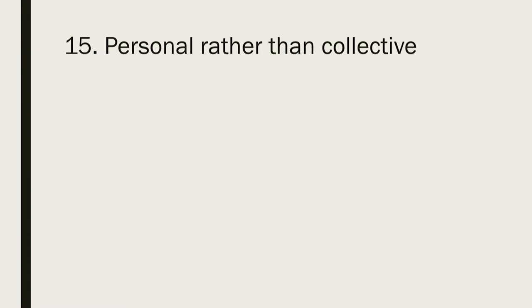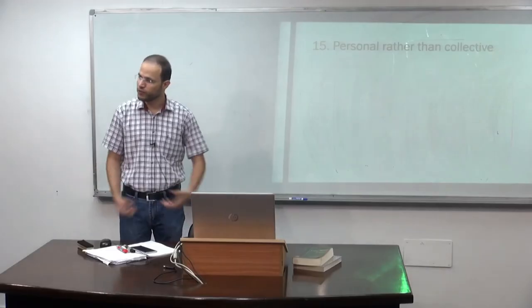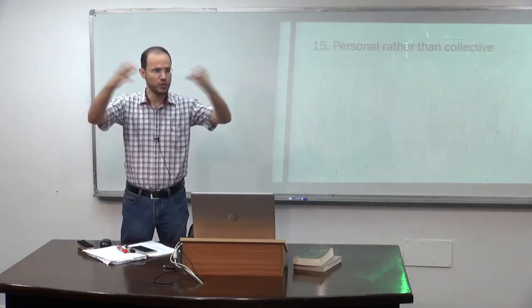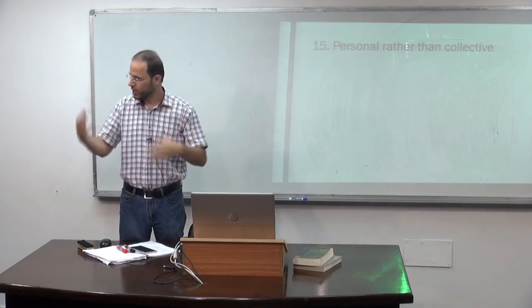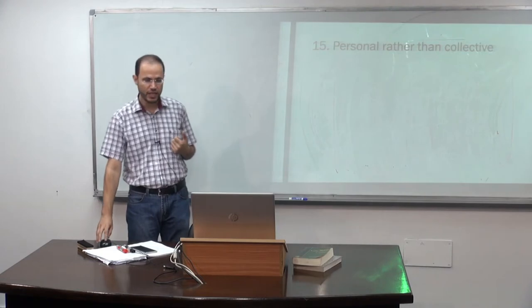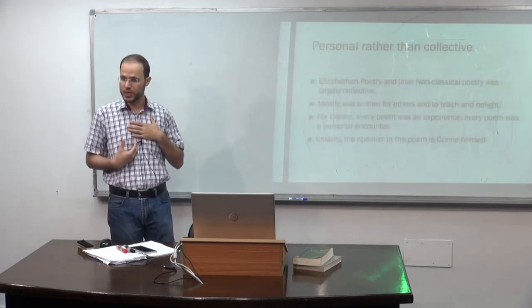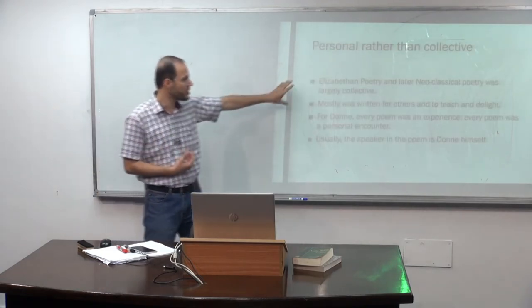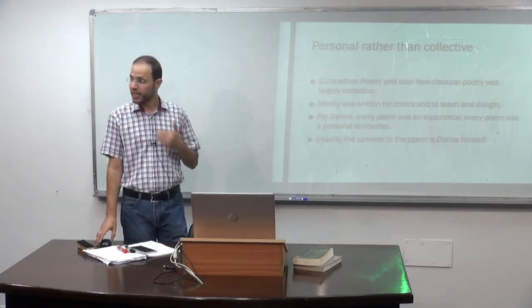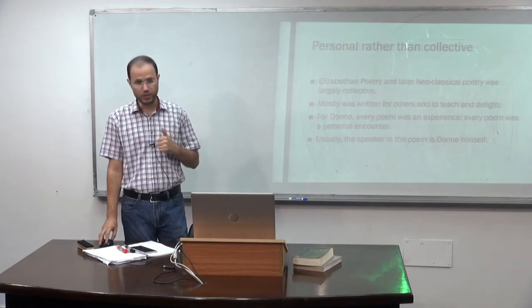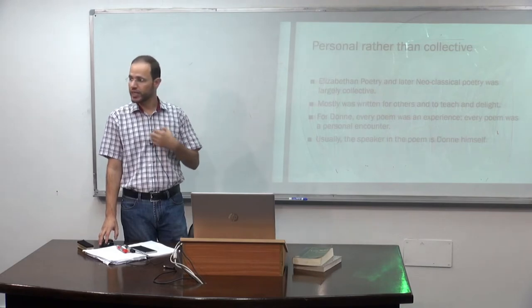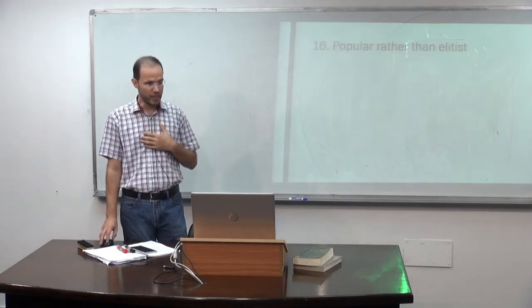Personal rather than collective. It seems that many poets were writing poetry for whom? For the collective, for the king, for the queen. It would be about battles, about God, about the collective of the whole society. But for the Metaphysicals, it was more of a personal experience and personal encounter rather than writing poetry in the tongue of other people. Usually, like the Romantics, and this is something you can trace if you want to find similarities, John Donne's poetry is usually his own feelings and emotions and experience.